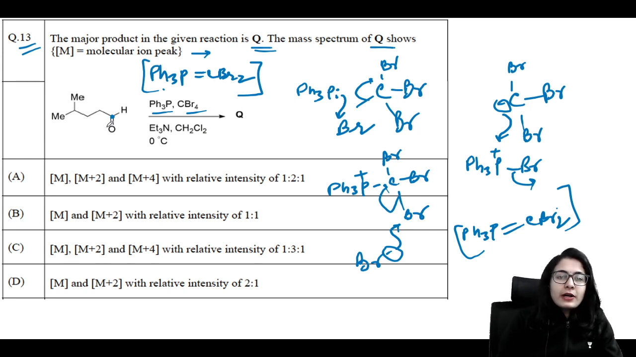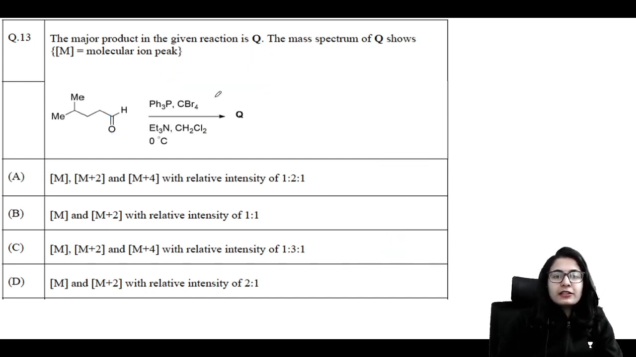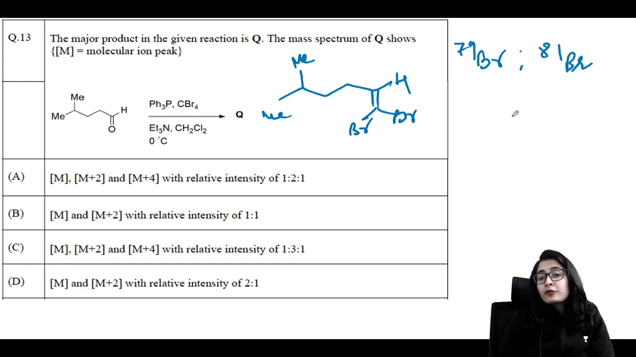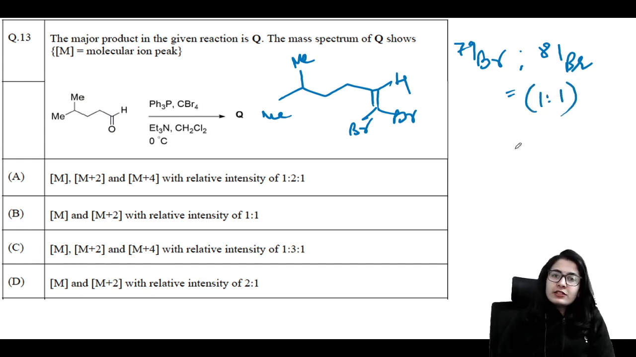Now this is going to attach with this carbon and oxygen leaves with the phosphorus. So ultimately what is the molecule that you will get? You are going to get this molecule. You have CBr2 attached, two of the bromines attached over here. Now when you are looking at the mass spectrum of this molecule, bromine has two isotopes, 79 bromine and 81 bromine, if you have studied mass spectroscopy. And what is the ratio? Natural abundance is roughly 1:1.